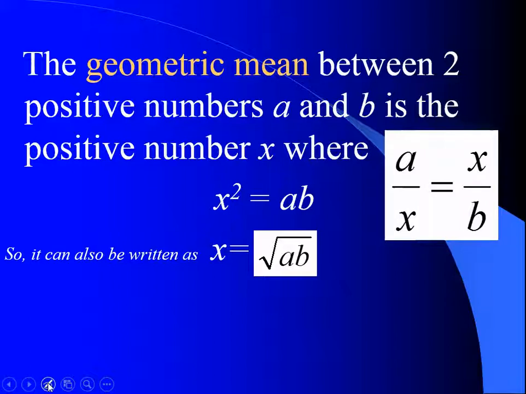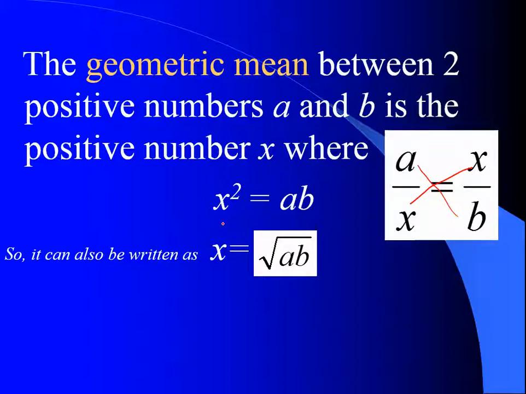So, in other words, we can set it up as a proportion like so, where a and b are the two numbers you're finding the geometric mean between, and x is the geometric mean. It's the new number you're looking for. So you would actually have numbers here for a and b, and x would be your variable. Well, if we cross multiply these two, then we get x squared equals a times b. That's where this comes from.